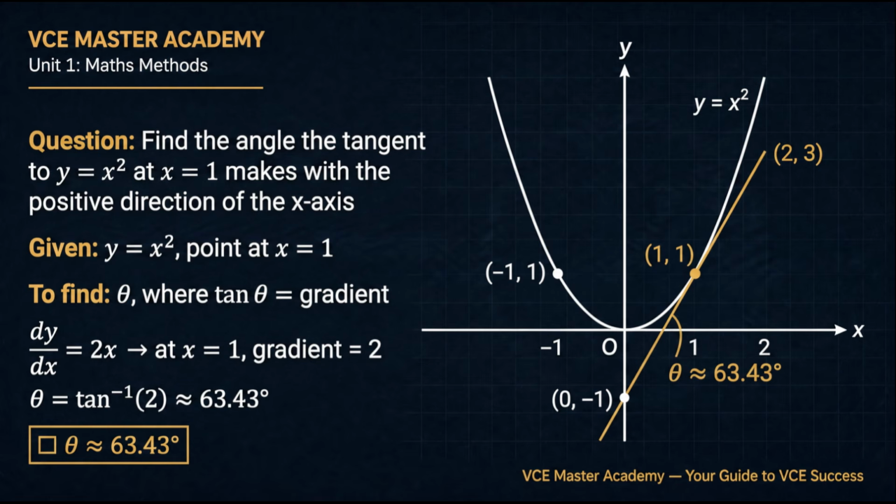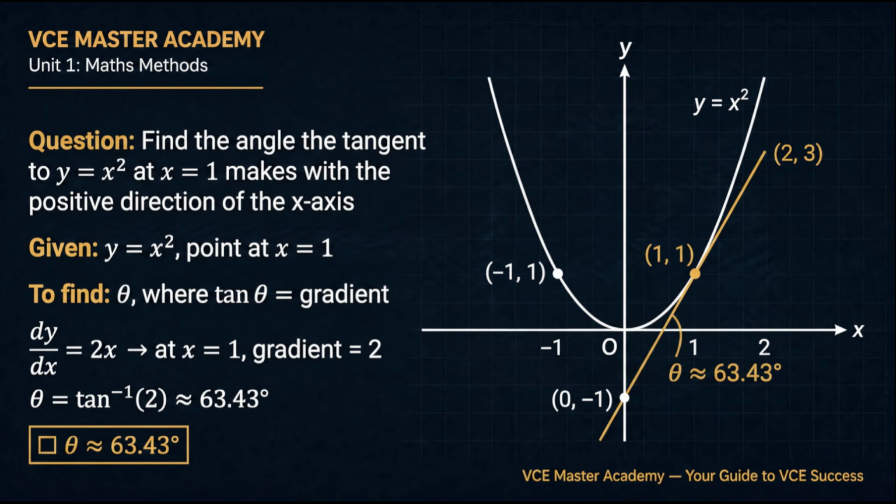Differentiate. dy dx is 2x. At x equals 1, the gradient is 2. So the tangent climbs 2 units up for every 1 unit across. Steeper than 45 degrees then, because 45 is gradient 1. Predicting first is a great habit.